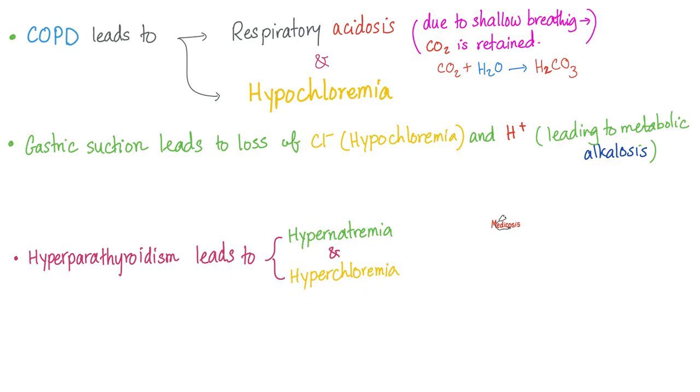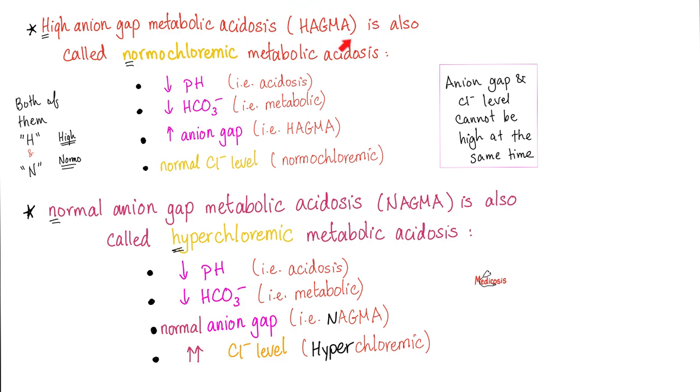Chloride follows sodium. Do you remember the high anion gap metabolic acidosis and the normal anion gap metabolic acidosis? I've told you before that in high anion gap metabolic acidosis, the anion gap is high. However, the serum chloride is normal. Conversely, in normal anion gap metabolic acidosis, the anion gap is normal, but the serum chloride is high. It's hyperchloremic. So, any cause of NAGMA is associated with hyperchloremia, such as renal tubular acidosis, RTA.